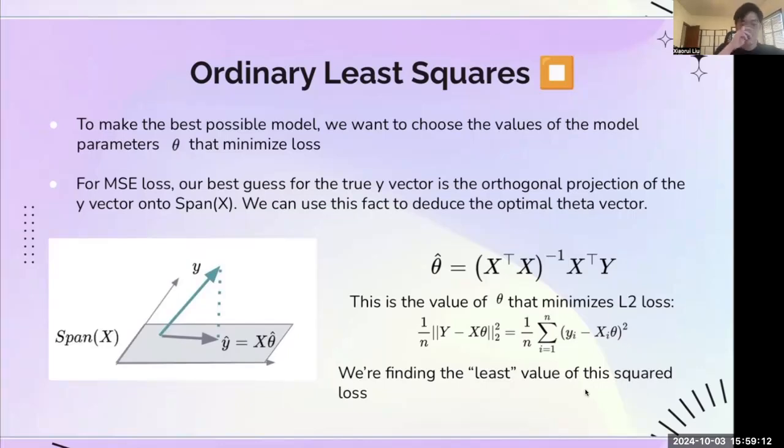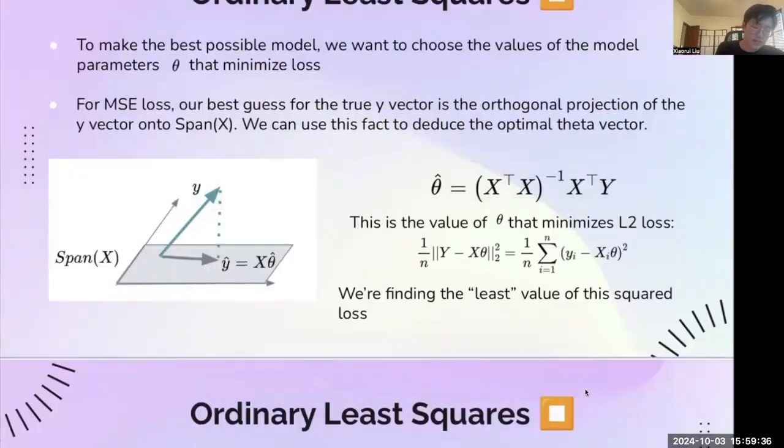So going back to OLS, to make the best possible model, we want to choose the values of the model parameters theta that minimize loss. For our mean squared error loss, which is a specific loss function, our best guess for the true y vector is the orthogonal projection of the y vector onto the span of X. We can use this fact to deduce the optimal theta vector.